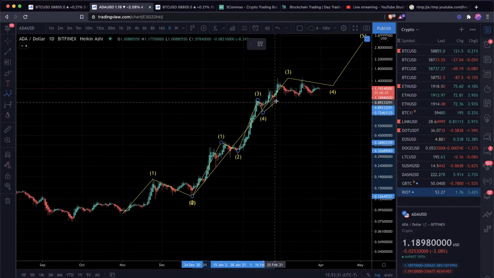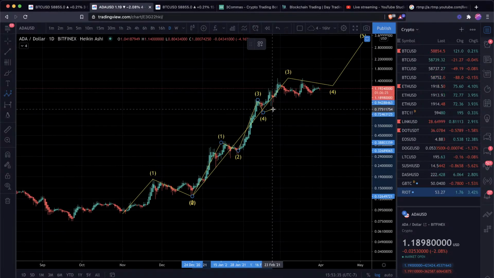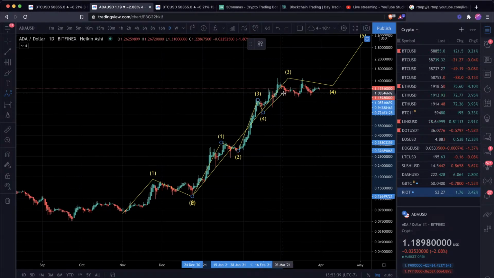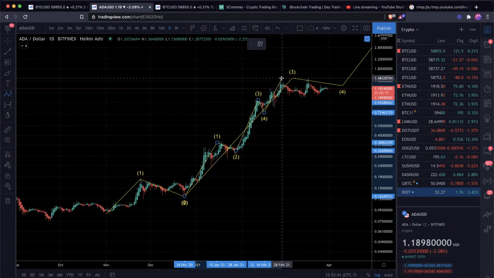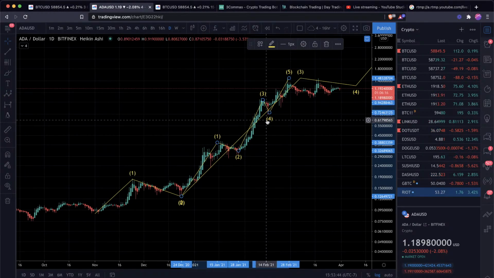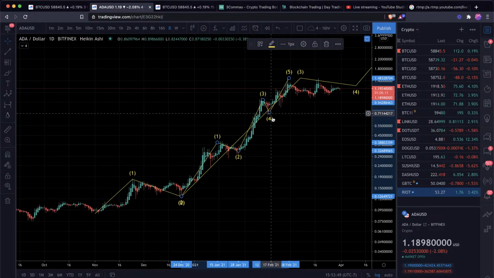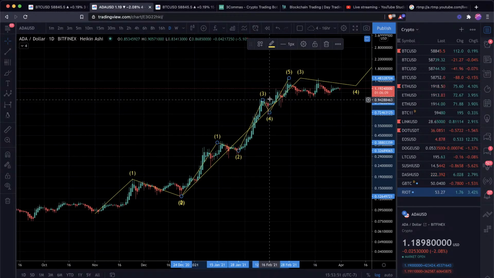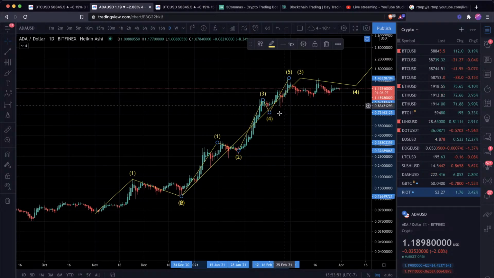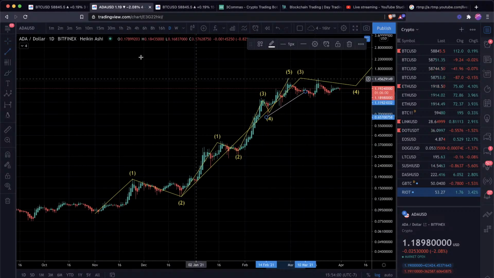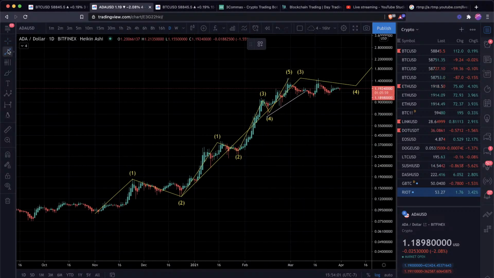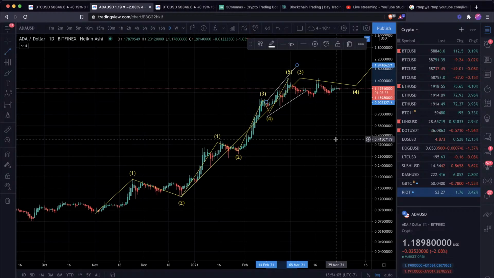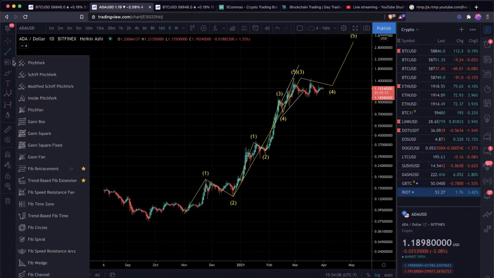And what I don't necessarily like is this right here, unless it's an expanding or an ending diagonal. So I'd have to look at it on the smaller time frame to see if this can potentially be an expanding diagonal, basically our 1, 2, 3, 4, and a 5. Let's just go ahead and measure it real quick.